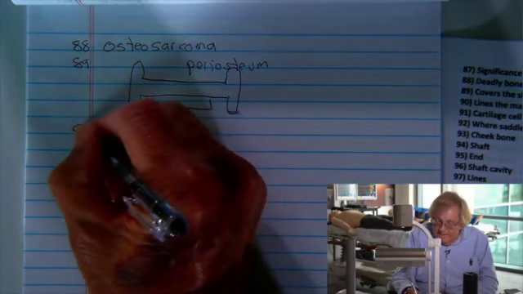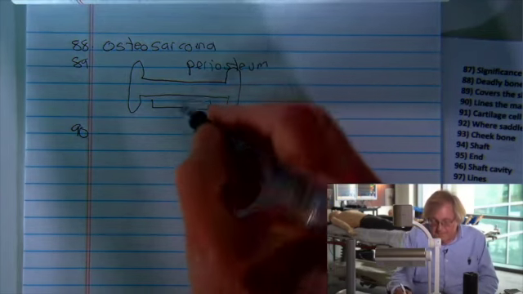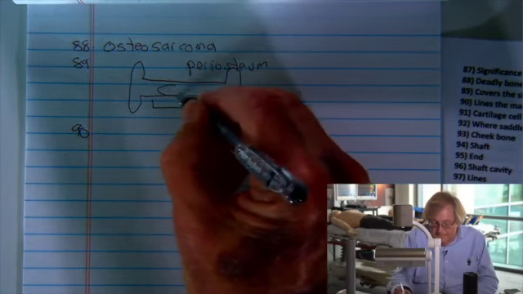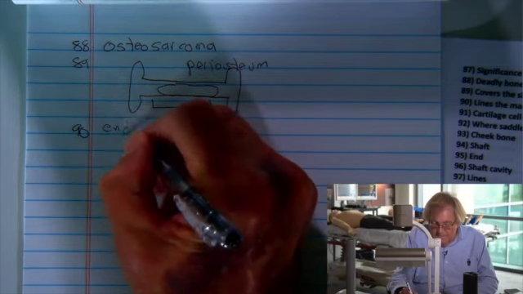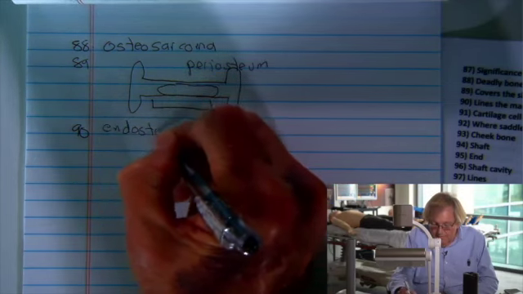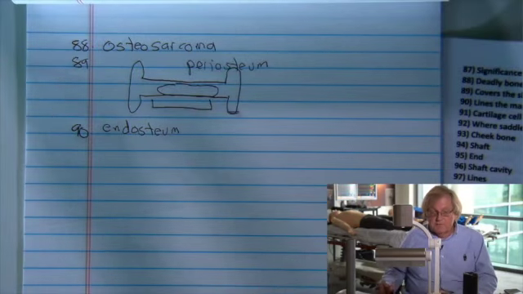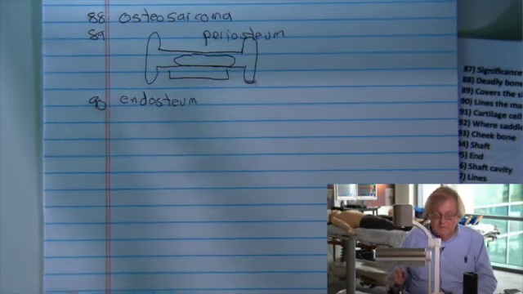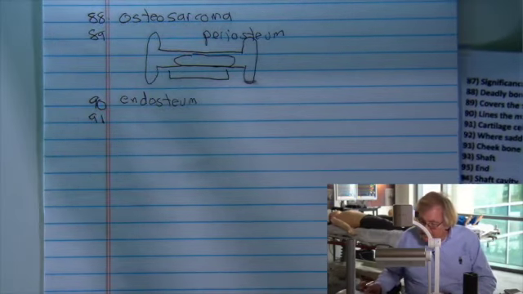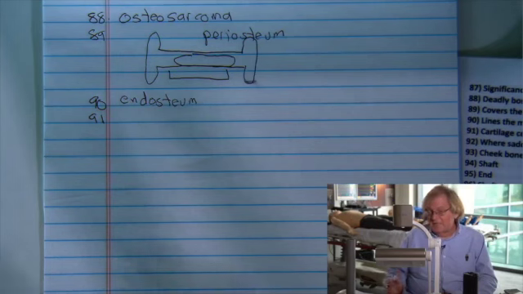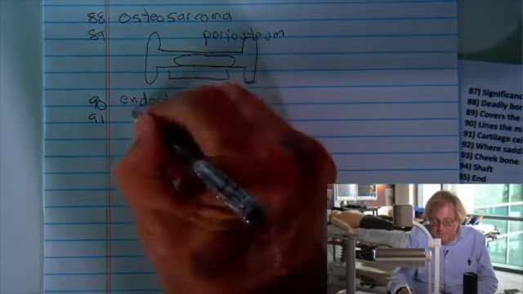Number 90 says lines the marrow cavity. Remember I said the marrow cavity was sitting here inside of the shaft, and therefore that's the endosteum. Remember, endosteum also is mesoderm, so therefore it's a mesodermal germ layer. Number 91 says the cartilage cell. Remember, cell is always cyte. Cartilage is the word chondro, so it's a chondrocyte.